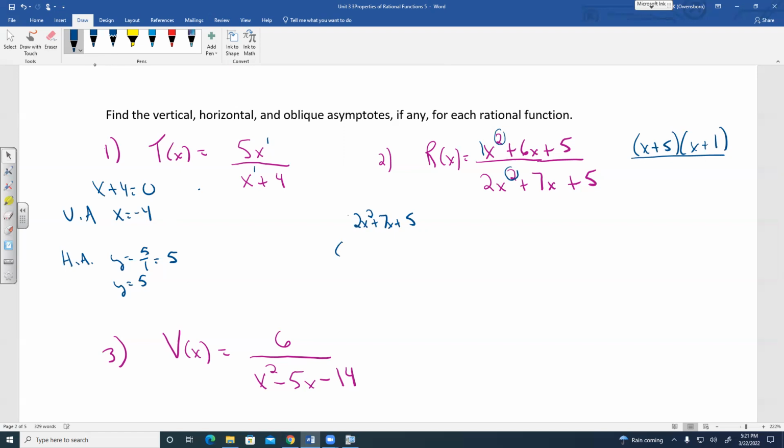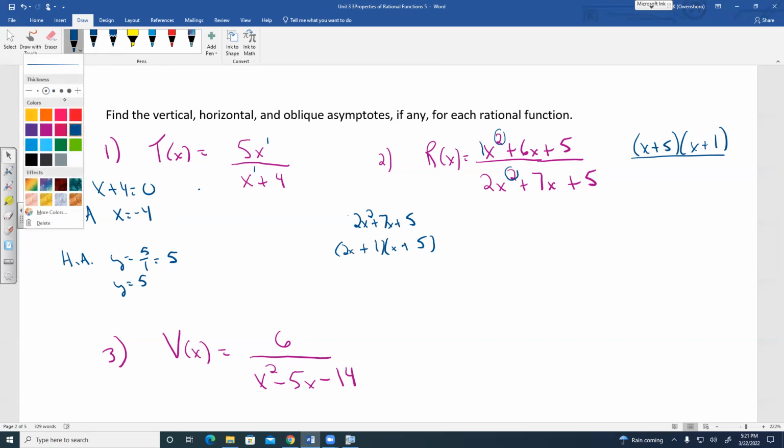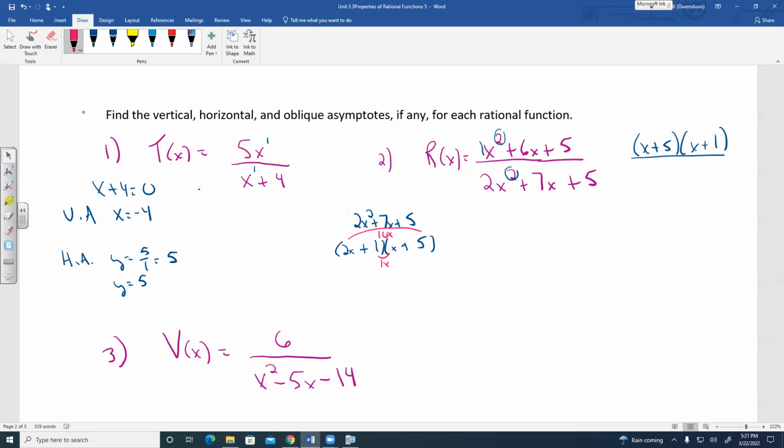So if I set up 2 sets of parentheses, 2x squared only has one possibility, 2x and x. 5 only has one possibility, a 5 and a 1. So I'm going to put the 1 here and the 5 here. And to make it a positive, you need a plus and a plus. For this to work, though, the outer and inner terms have to give you the 7x. So if I do the outer terms, that gives me a 10x. If I do the inner terms, that gives me a 1x. 10x and 1x does not give me 7x, though. So I'm going to scrap that. That possibility doesn't work.